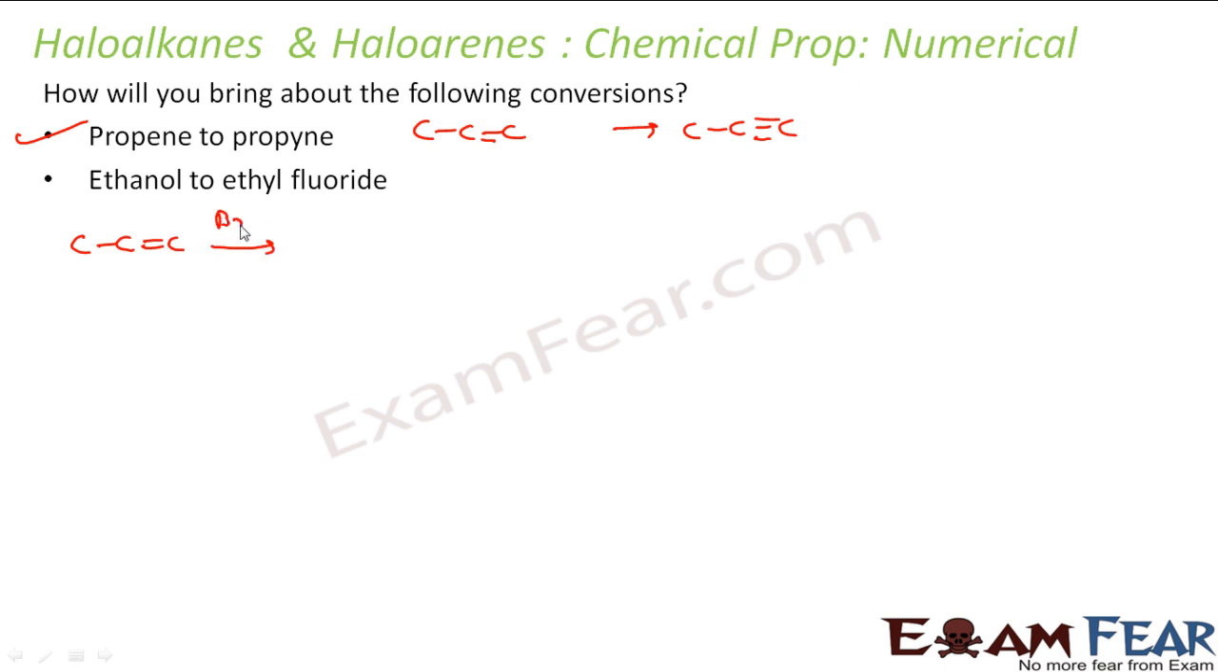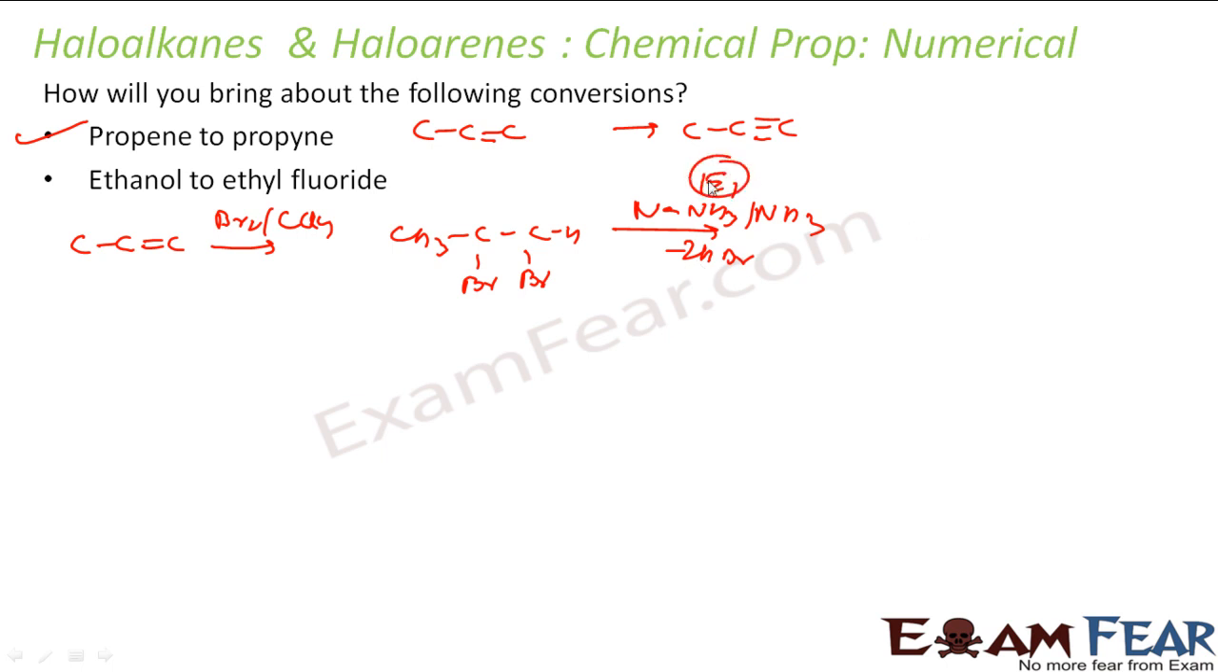In that, let me add bromine in presence of CCl4. It's an addition reaction, right? So what you get is CH3, C, C, and there are 2 bromine here. Correct. This is 1,2-dibromopropane. And on this, one way is we can directly react with NaNH2, that is a strong base, with NH3. So it will remove 2 HBr. This is an elimination reaction, with a very strong base. This will give me directly CH3, C, triple bond, CH.